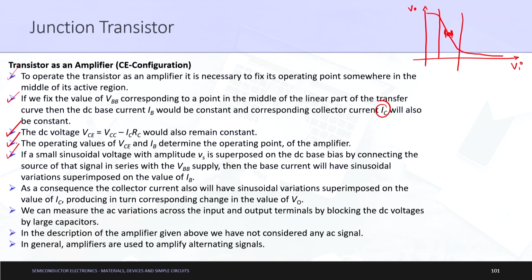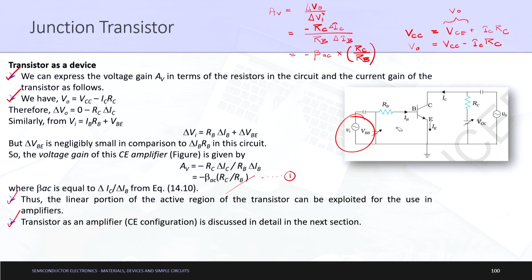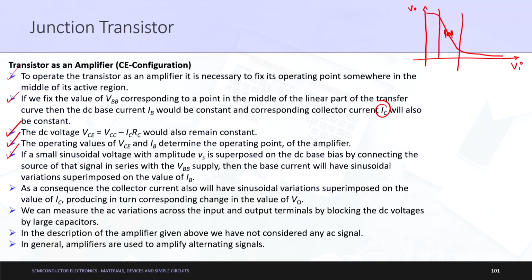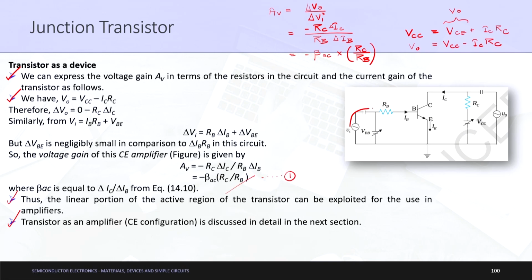These are the steps so that we can find the exact point at which we should use the active region. Now, we are trying to add a signal here. If a small sinusoidal voltage with amplitude Vs is superimposed on the DC base bias, what we are trying to do is add this voltage into this voltage, so that it is passed through this circuit.